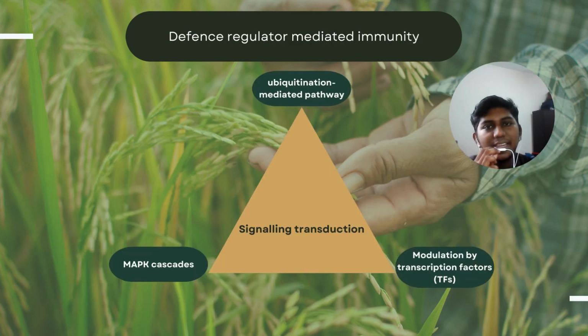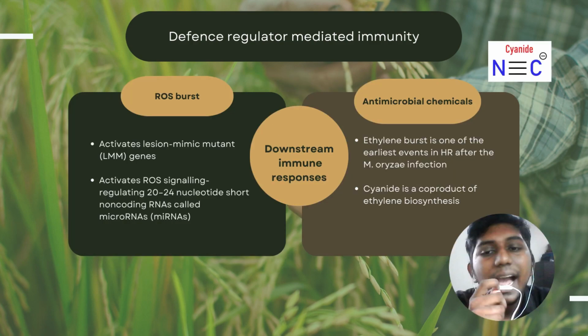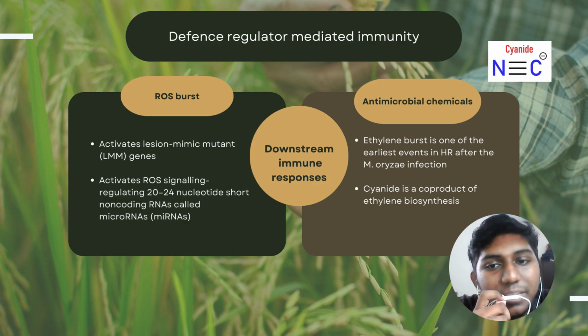So the last one is the defense regulator-mediated immunity. This kind of immunity will provide partial but persistent resistance against Magnaporthe oryzae compared to the ETI. This is because of the blast fungus's rapid evolution and also its diversity. So in this immunity, the signal will be transduced via the MAPK cascade, ubiquitination-mediated pathway, and lastly modulated by transcription factors. After the signal transduction, there will be downstream immune responses.